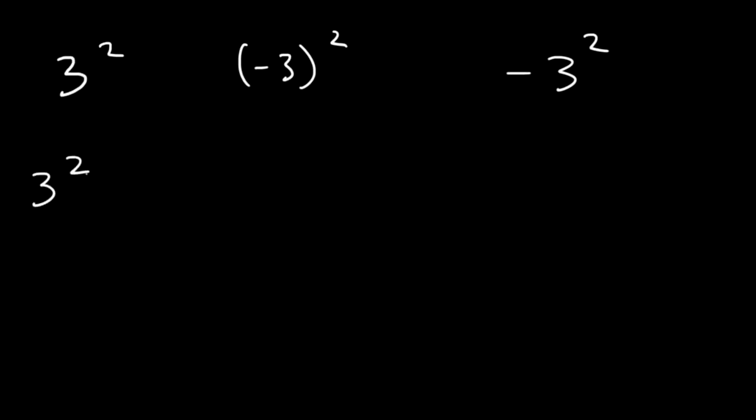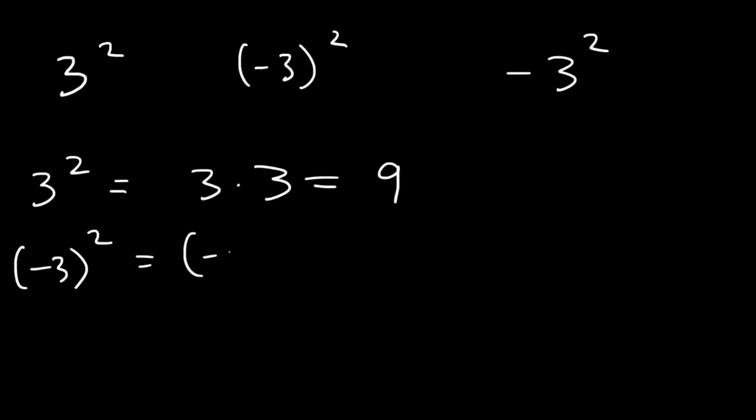Now let's talk about exponents. What is the difference between 3 squared, negative 3 squared, and also negative 3 squared? It sounds the same, but it's a little different. So let's start with 3 squared. 3 squared means that you're multiplying two 3's together. 3 times 3 is 9. Now, negative 3 squared means that you're multiplying two negative 3's together. And that's going to be positive 9. A negative times a negative is a positive number.